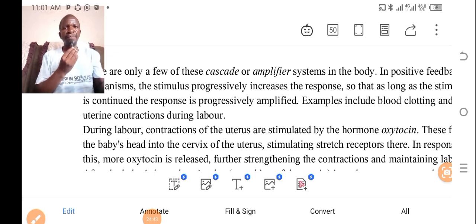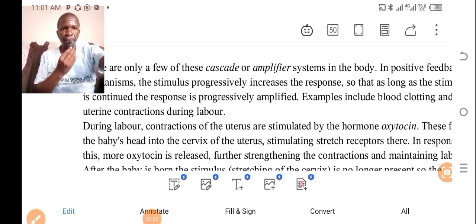So you see that the midwives will even monitor to see if the uterine contractions are continuing in their intensity, right? Because of that, the positive feedback mechanism is very important to ensure that the uterine contractions continue to increase. So in this case, positive feedback mechanism is very important.